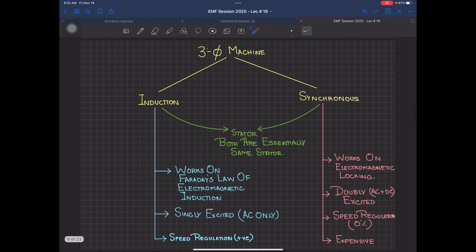Now, coming on to three-phase, I will give a small break over here for 5 minutes, so don't worry, just a little bit and then we can have a break so that you don't saturate and I also don't saturate.